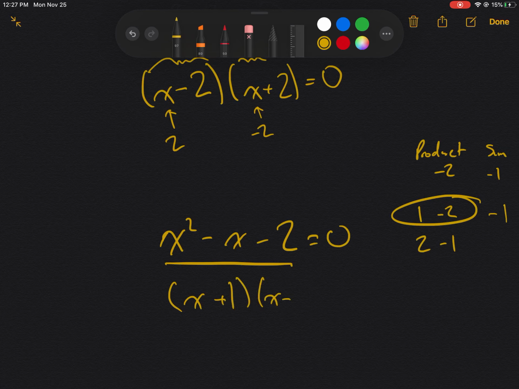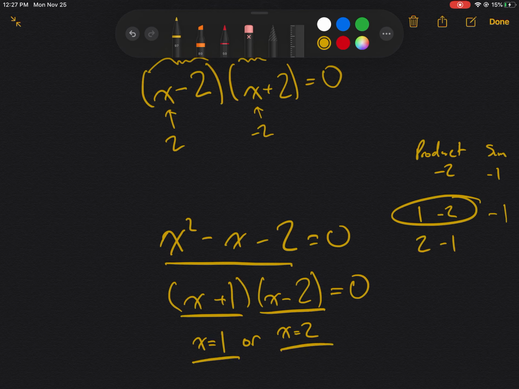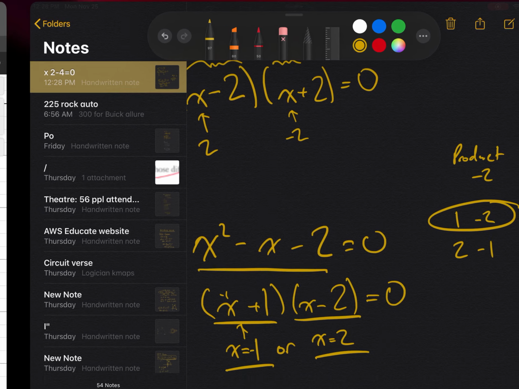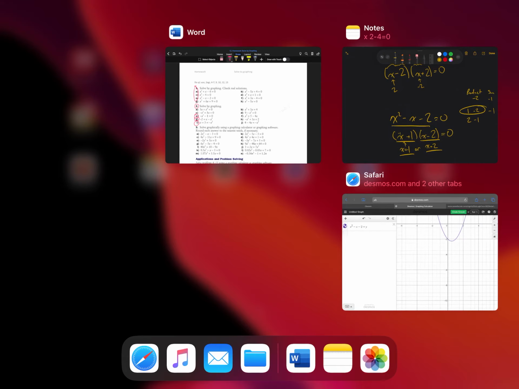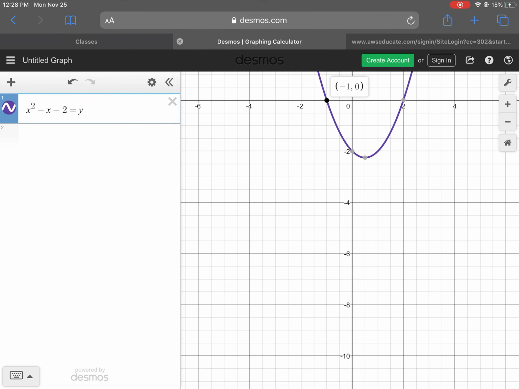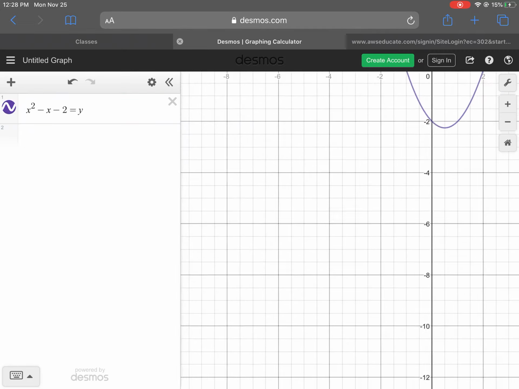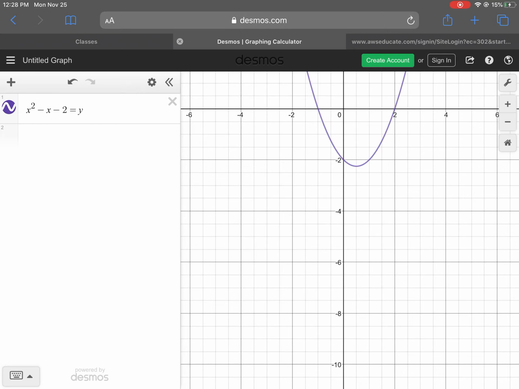So that means I can rewrite this as x plus 1, x minus 2 equals 0. In order for that to be 0, x has to be equal to 2. And in order for that to be 0, x must be equal to minus 1. Either one could be the case. Let's go back to our graph: minus 1 and 2. And when we look here, our values are at minus 1 and 2. So two ways to solve the same question.